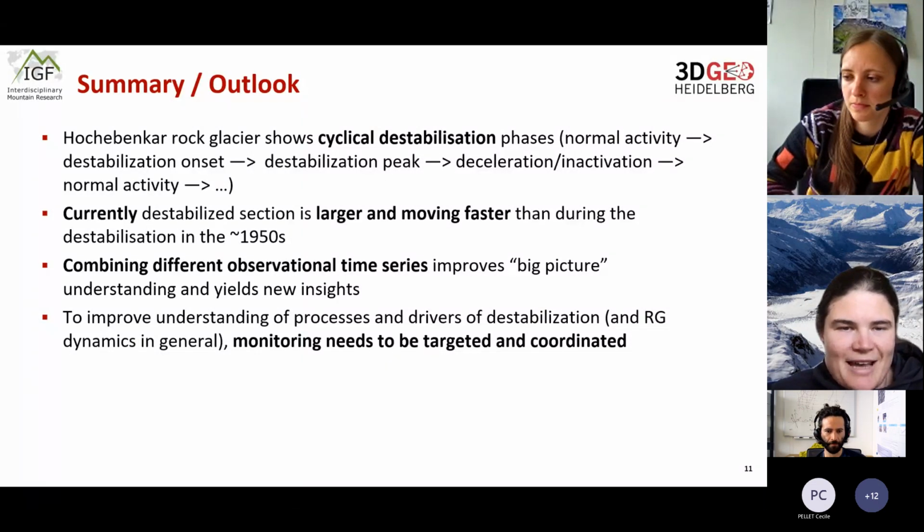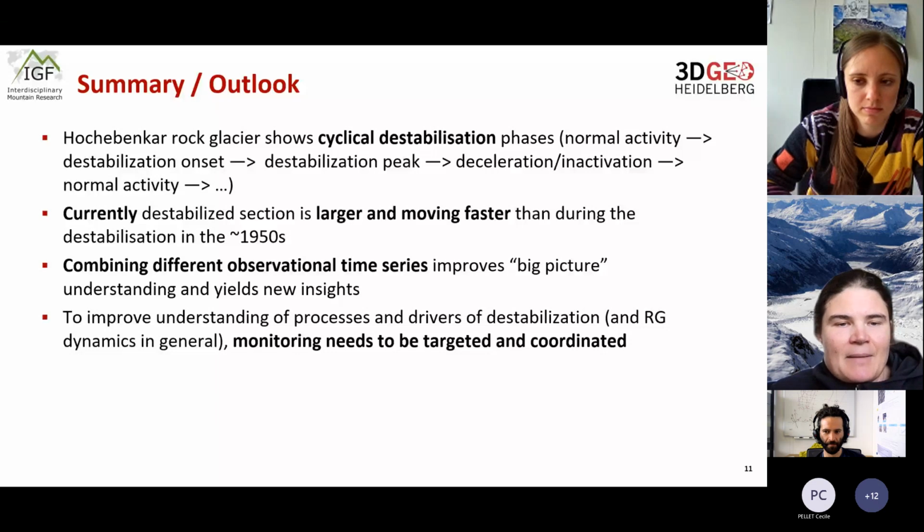Again, we all had a good time combining these data sets and thinking about what we learn in terms of the big picture overview to understand the processes and drivers in more detail. And I think there's a lot of room for that. We think it's really important to continue this monitoring. Ideally, it would be a bit more targeted and coordinated. Again, no one really has a project for this.